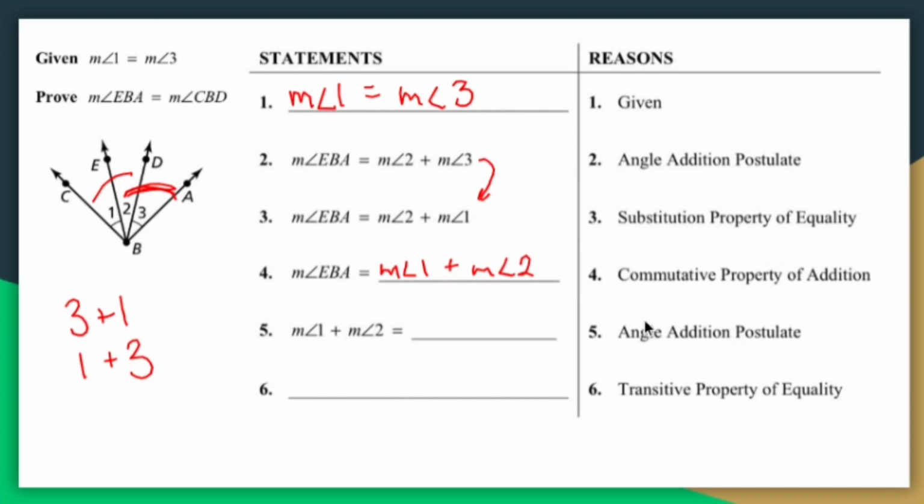So now the measure of angle 1 plus the measure of angle 2 equals stuff from the angle addition postulate. So let's go back to our picture, because the last time we used the angle addition postulate, we said that 2 plus 3 is EBA. Now I want 1 plus 2, and 1 plus 2 is CBD. So we are going to say that the measure of angle 1 plus the measure of angle 2 is the measure of angle CBD, due to the angle addition postulate.